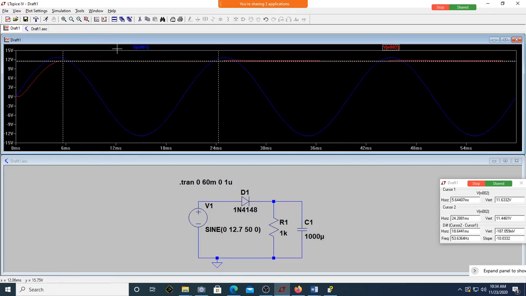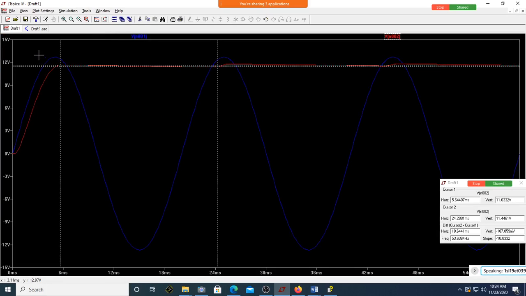Is that okay? Okay, sir. Sir, when we increase the capacitance size, the time lag will increase, right? The time period, I mean, for it to come down from the peak. The discharge time will be more, right? Discharge time will be more.